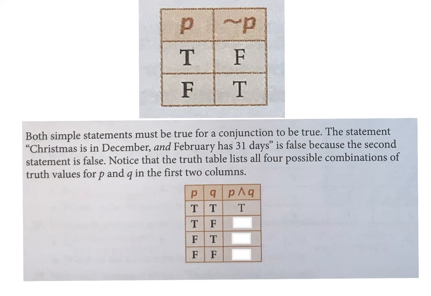All right, let's look at the next one. My first statement is true. My second statement is false. Is the and true? No. What about the third one? Is that one true? No. What about the fourth one? No. All right, so this is what a truth table would look like, comparing two statements and the conjunction of those two statements.